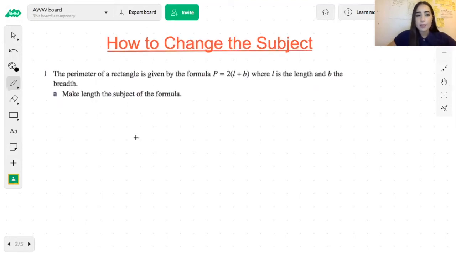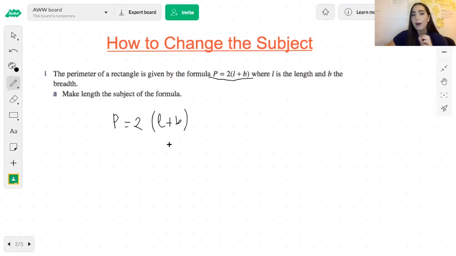All right, with this next example over here, we're given the equation P equals 2 lots of L plus B. Now, we're asked to make the length the subject of this formula. And that's obviously represented by L because it says L is the length up here. So we're focusing on the L over here.